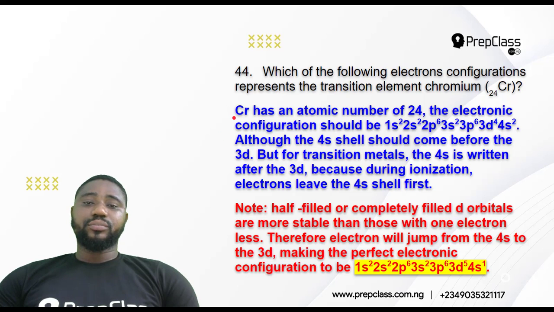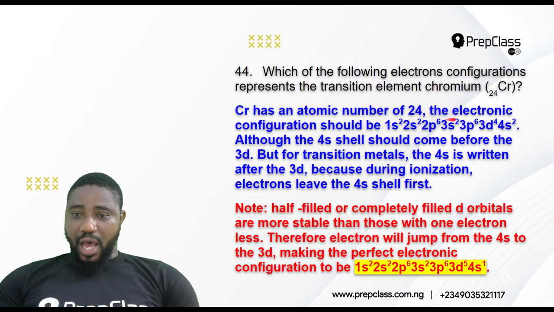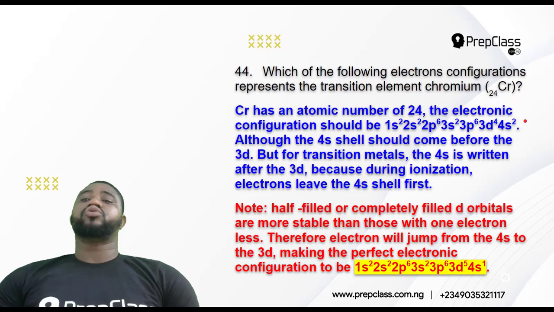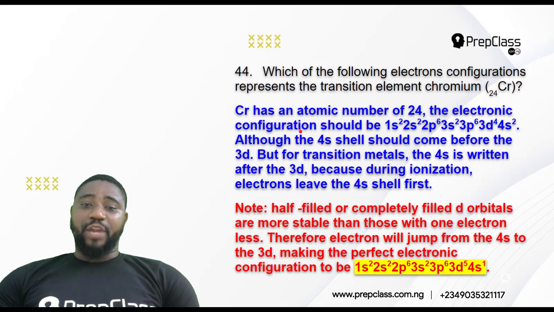Chromium has an atomic number of 24. So the electronic configuration should be, we are looking at 24. All these superscripts should add up to 24. So 2 plus 2 is 4, plus 6, 10, plus 2, 12, plus 6, 18, plus 4, 22, plus 2, 24. So the electronic configuration should be 1s2, 2s2, 2p6. Remember that the p orbital holds a maximum of 6 electrons, s orbital a maximum of 2 electrons, d orbital 10 electrons. So 1s2, 2s2, 2p6, 3s2, 3p6.